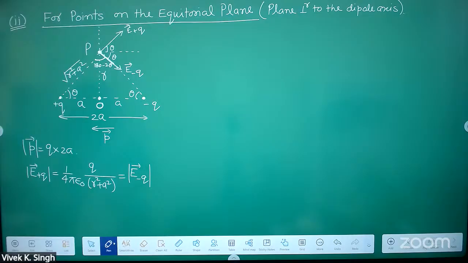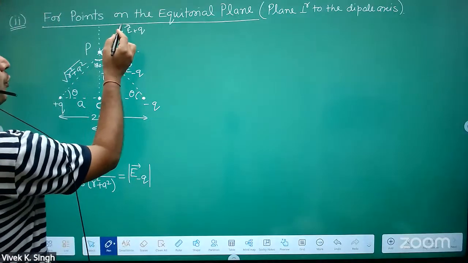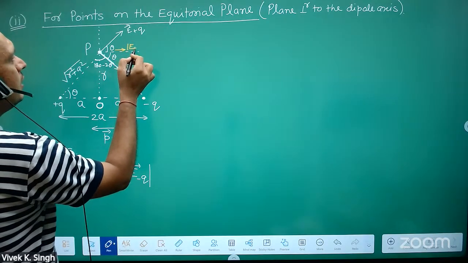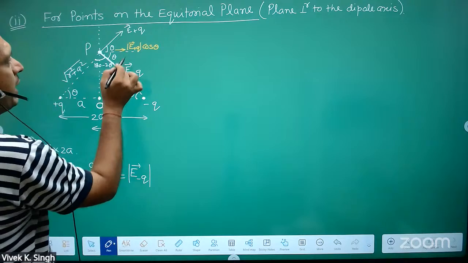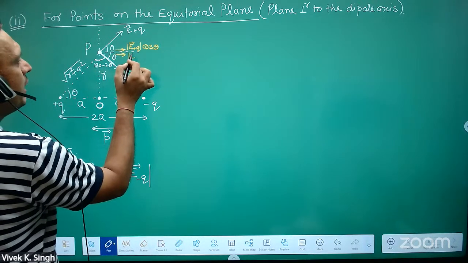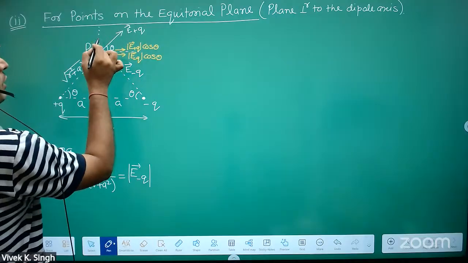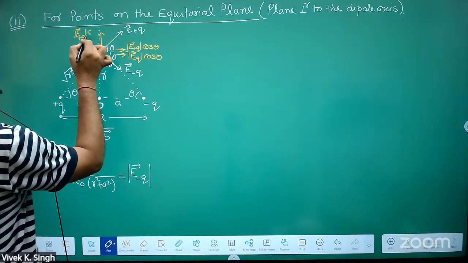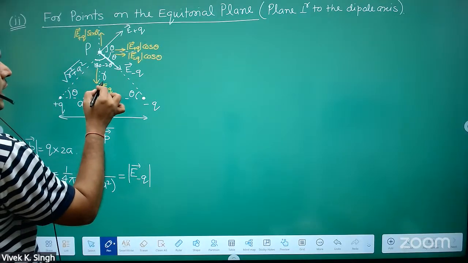Try to calculate this. So if you resolve this in component form, what will happen? What will be the component of E plus q in this direction? This component is E plus q cos theta. What is the component of E minus q along this direction? This is magnitude of E minus q cos theta. What is the component of E plus q in this direction? So this will be E plus q sin theta. And what will be the component of E minus q in this direction? So this is E minus q magnitude cos theta.